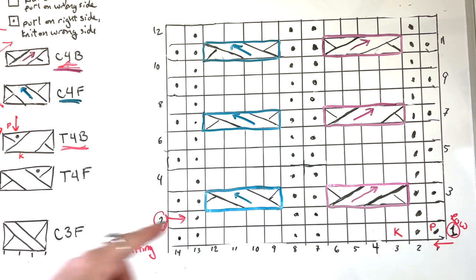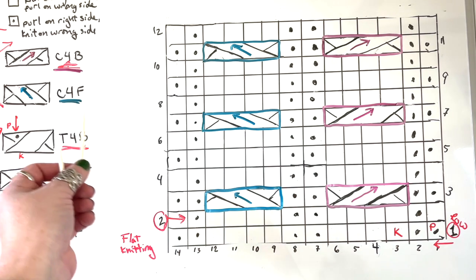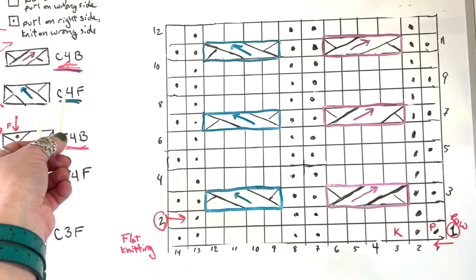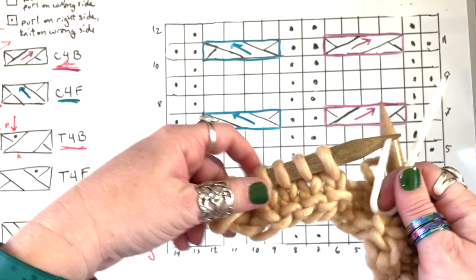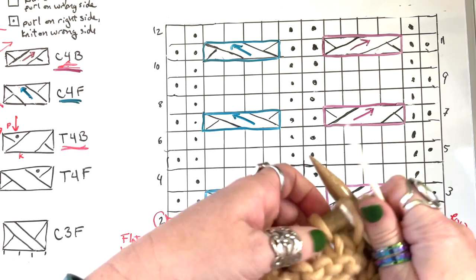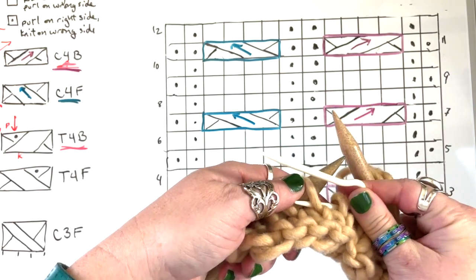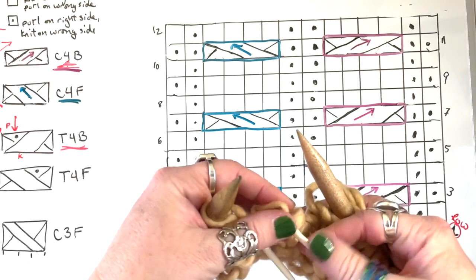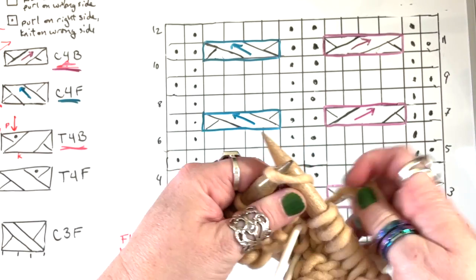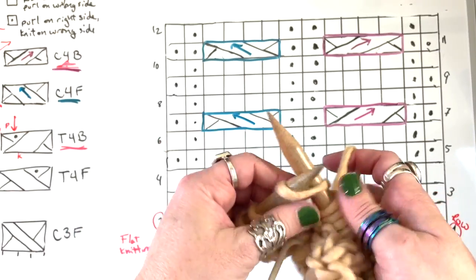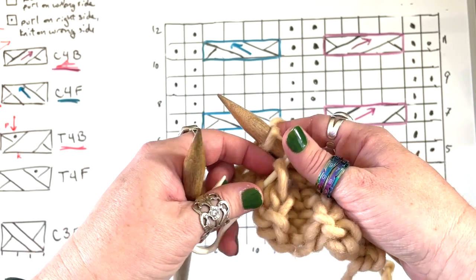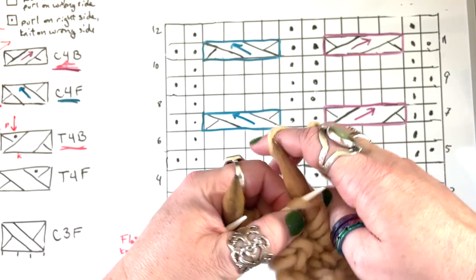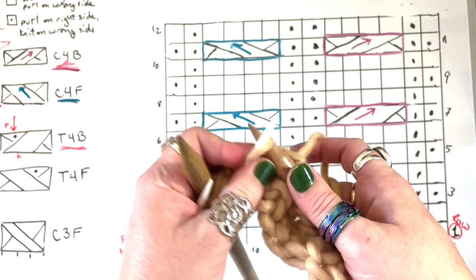And now I see another cable. I see one that slants up to the left, or this symbol here, which is a C4F, which I will walk you through, means 4 stitches total. I'm going to take half of those stitches, 2 of them. Front, I'm going to leave them in front. I'm going to knit the other half of the cable off of my regular needle. I'm going to flip my cable needle up and push the stitches to the other end. I'm going to knit them off my cable needle.